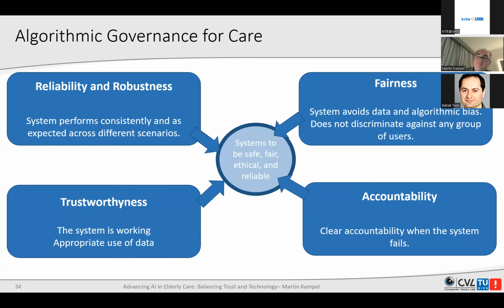So as an overview, I would like to show you these main terms of trustworthy AI, and I call it the algorithmic governance of care. We have the fairness aspects, which basically means the system should avoid data and algorithmic bias, and of course should not discriminate against any group of users. We have reliability and robustness: the system performs consistently and as expected across different scenarios. We have trustworthiness, which means the system is working and also reflects the appropriate use of data. And accountability: clear accountability when the system fails. So these systems have to be safe, fair, ethical, and reliable.